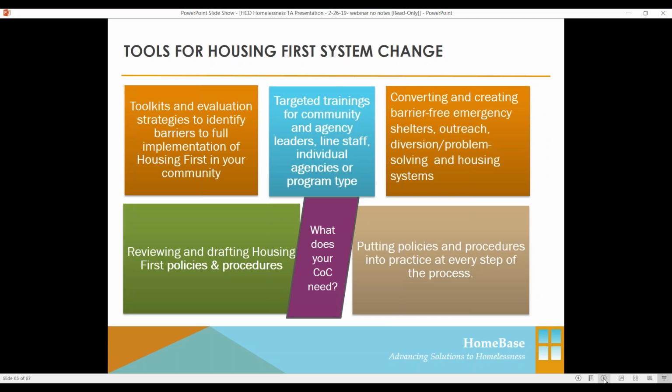We feel that peer support and peer learning is a really great tool. Converting and creating barrier-free emergency shelters, outreach, diversion, and problem solving in housing systems. Reviewing and drafting those Housing First policies and procedures and putting them into practice at every step of the process. But first and foremost, we want to hear from you about what your CoC needs, because I think most communities just need some help putting that into practice. So thank you.